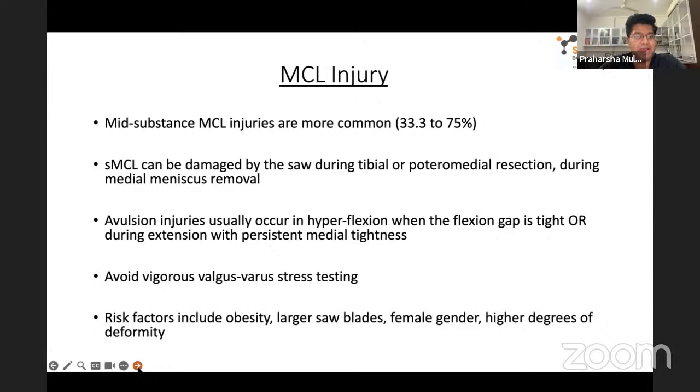As you're checking balancing, always avoid vigorous valgus-varus stress testing on the femur, especially in smaller patients with small bones and poor bone quality, as it can break. The risk factors as per literature include obesity, larger saw blades, female gender, and high degrees of deformity.